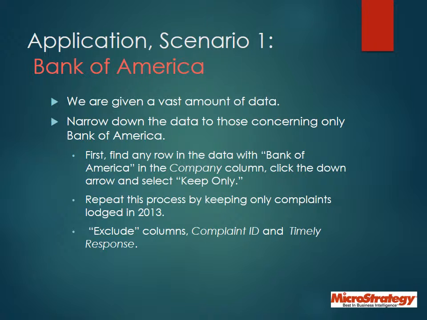With the large amount of data we have, we want to exclude all data objects that are irrelevant to the question. This will help ensure accuracy and a clear visualization. For the first scenario, we want to keep only data concerning Bank of America and complaints in 2013. We want to exclude the columns titled Complaint ID because we are looking for totals, and exclude timely response because whether it was yes or no doesn't apply. It is always best to remove any unnecessary data to make it easier for the end user to read.